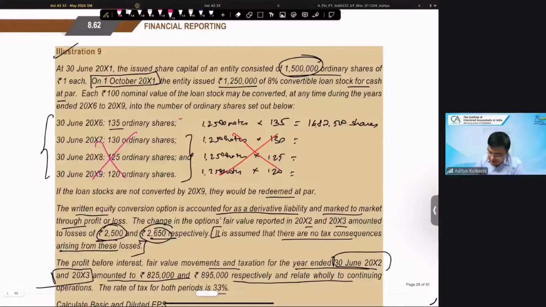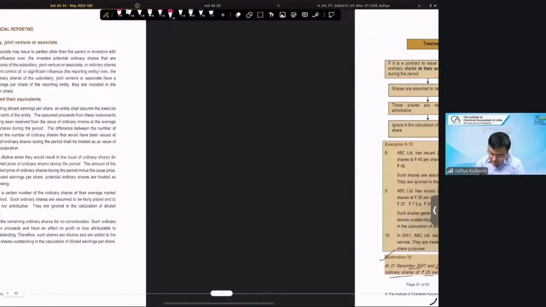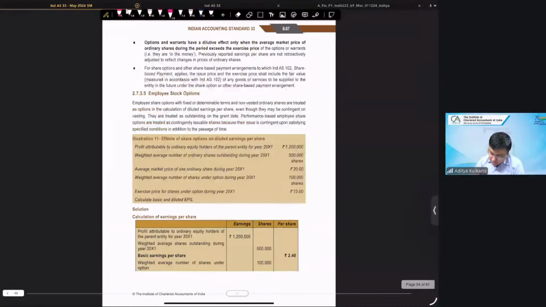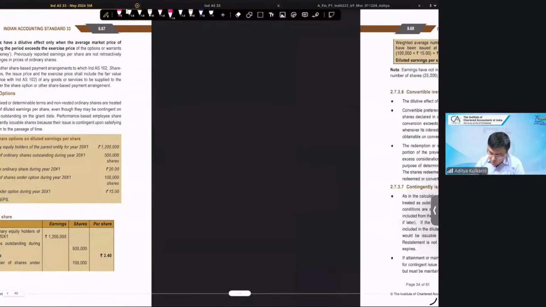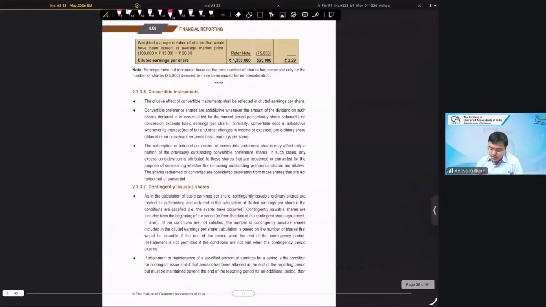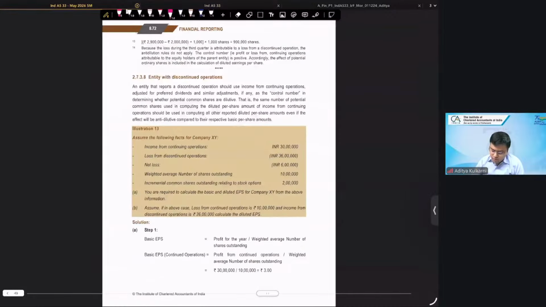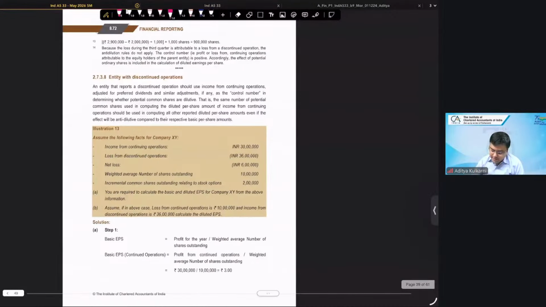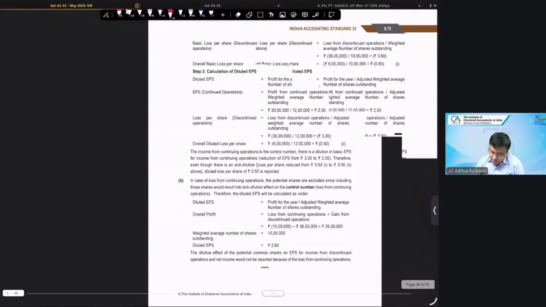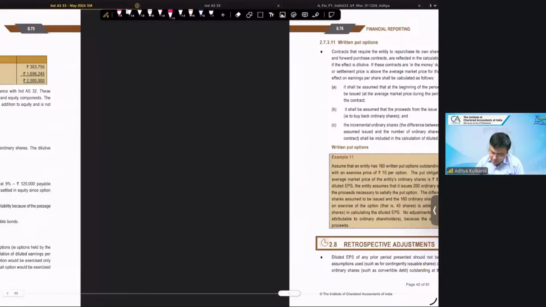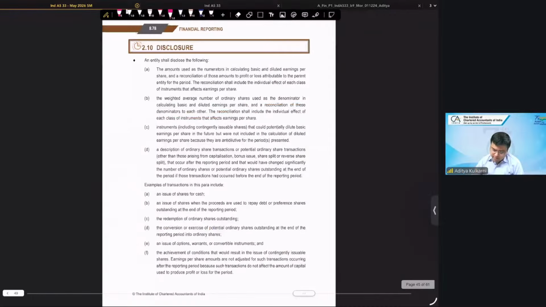One question is there where it is based on Ind AS 109. Because so far we saw questions where it was written Ind AS 109 not applicable, so we assumed it is not done. But there is one or two questions where it is there. Yes, this is the one.